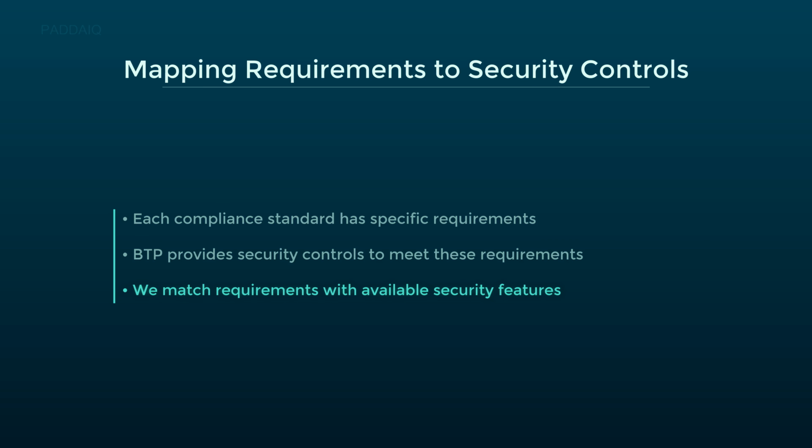We match requirements with available security features. This means aligning your specific security needs with the tools SAP BTP provides. For instance, if you need to protect user data, you would implement data encryption services. This direct mapping ensures your applications are built securely from the ground up.